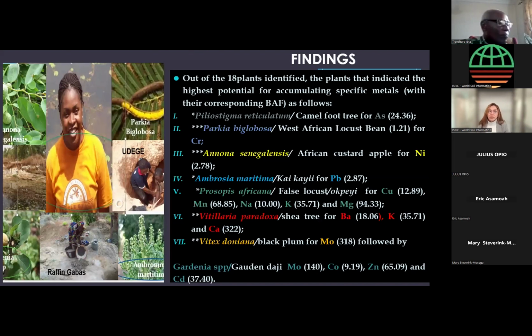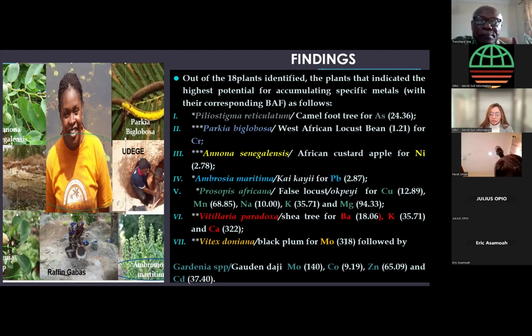The findings from this study show that 18 plants were identified. In all, we studied about 34 plants, and 18 plants were identified that indicated high potentials for accumulating specific metals. Standing out amongst these plants was the Heliostigma reticulatum, that is the camel foot tree, which had a TC value of 24.36, which indicates that it's able to accumulate arsenic, and this would be of value to us if it's exploited.